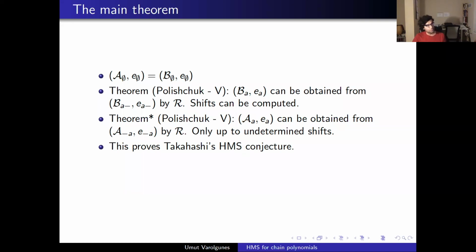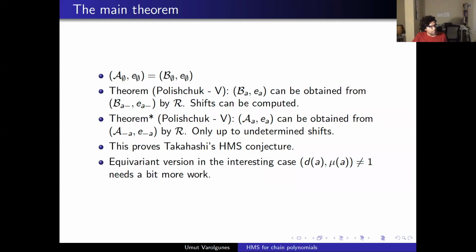Okay, so this would prove Takahashi's conjecture because we start with the same categories, and all the categories on both sides are obtained by exactly applying the same iteration of the same recursive procedure to the same categories. Up to shifts. So you won't get exactly the same categories because of this up to shifts business, but you will get the same D of those categories. And the equivalent version in this interesting case seems to need a bit more work, but I don't know if anyone cares.